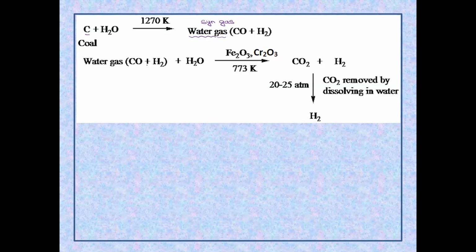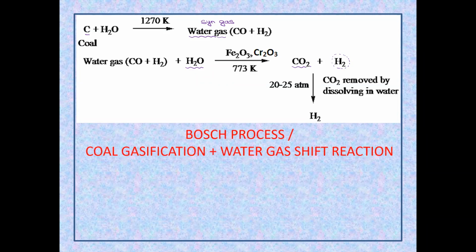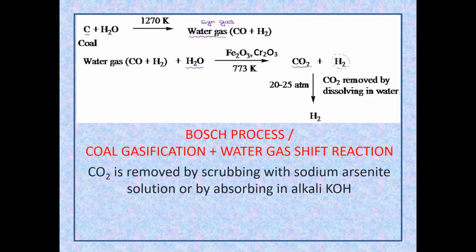Then this water gas के through hydrogen का output बढ़ाने के लिए it is further added with water in the presence of iron chromate as catalyst. And here the monoxide gets converted into CO2 and there is production of hydrogen. Now this CO2 has to be removed, so it can be removed by dissolving in water, or it can be removed by scrubbing with sodium arsenite solution.